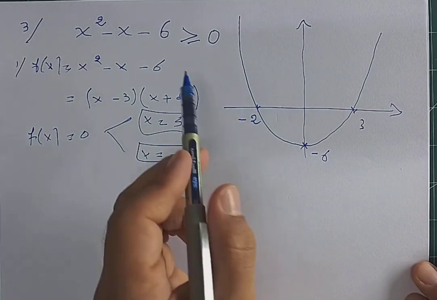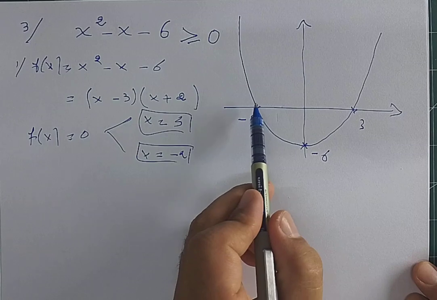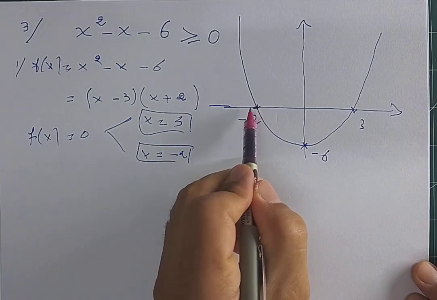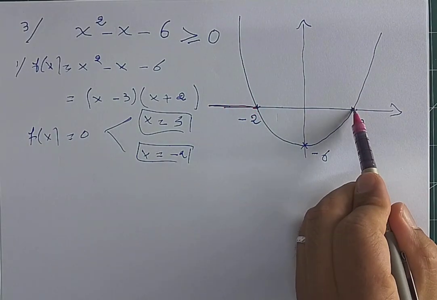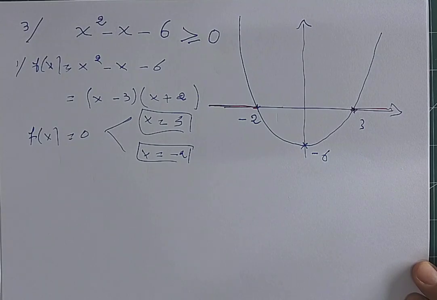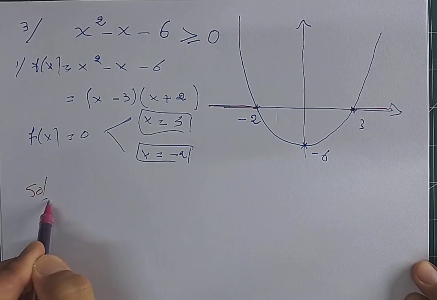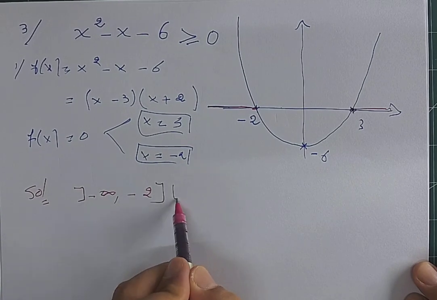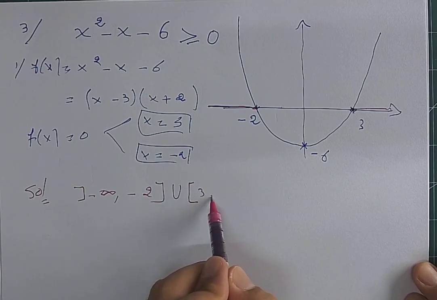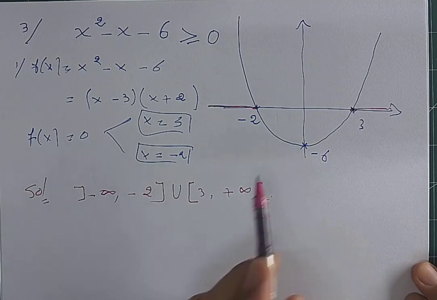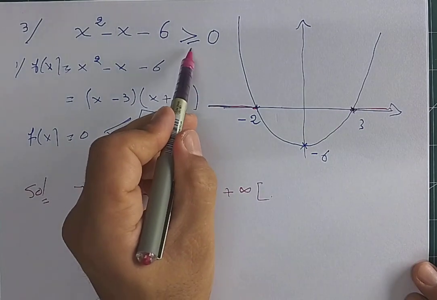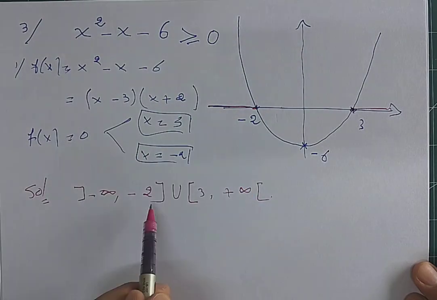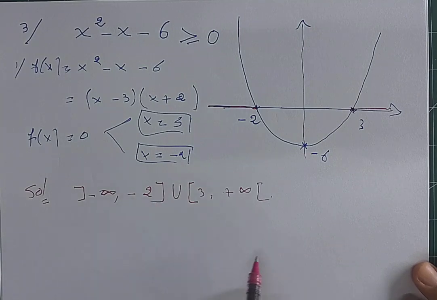So the part where f(x) is more than 0 is this part, from this point to here, and from this point to plus infinity. So the solution of our inequality is minus infinity to minus 2, and the second part is 3 to plus infinity. Why is it closed here? Because we have the equal. Also here we have equal. Minus 2 belongs to the solution. So this is the first method.